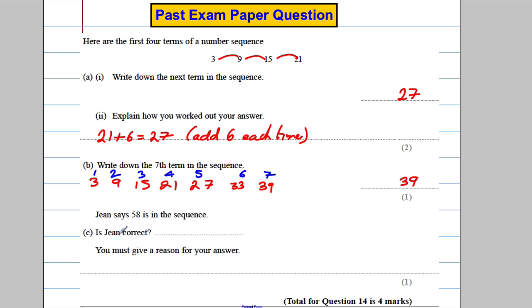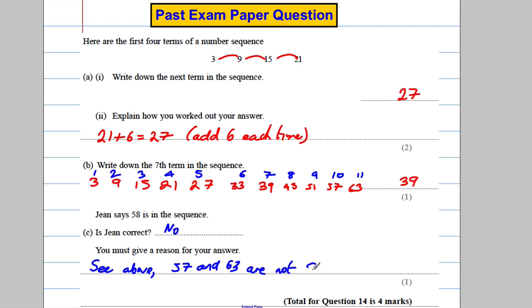Jean says 58 is in the sequence. Is Jean correct? You must give a reason for your answer. Well, you could keep going with the sequence and just check. Let's work out the 8th, the 9th, the 10th, and the 11th, let's say. So the next one, adding 6, would be 45, then 51, then 57, and then you'd have 63. So you could write, is Jean correct? No. And you could write, 57 and 63 are not 58. Something like that. Okay?